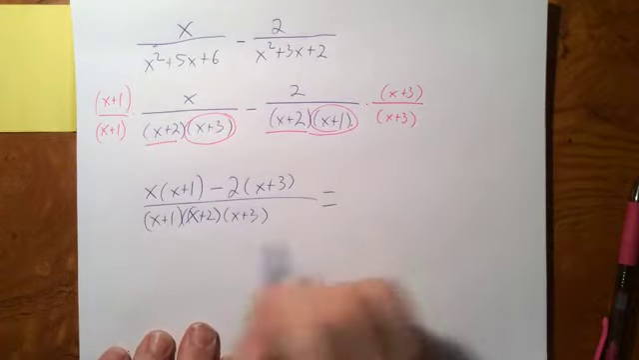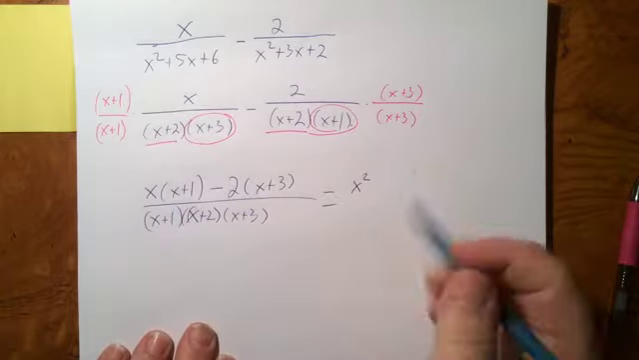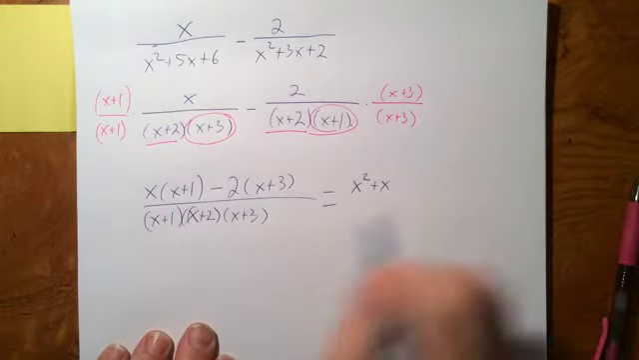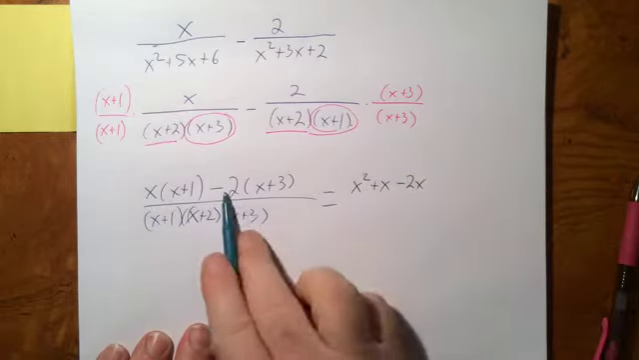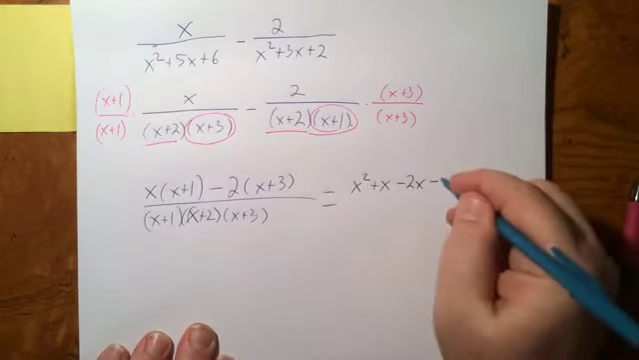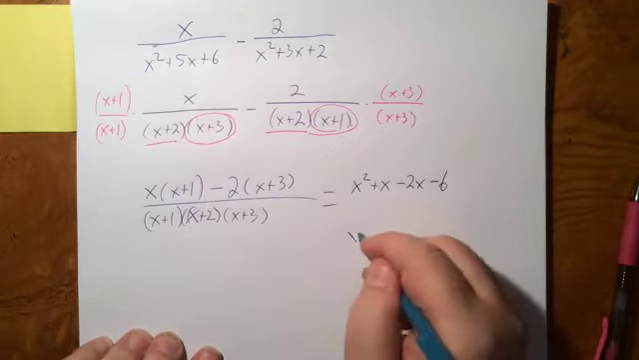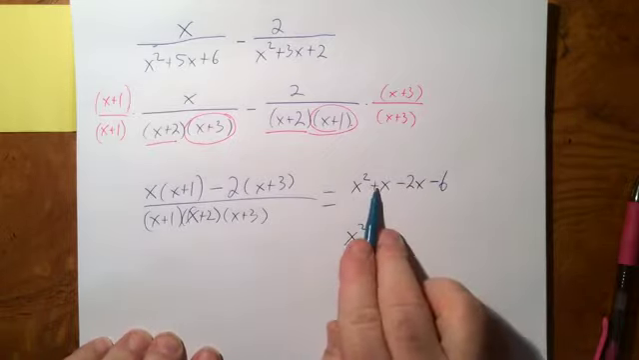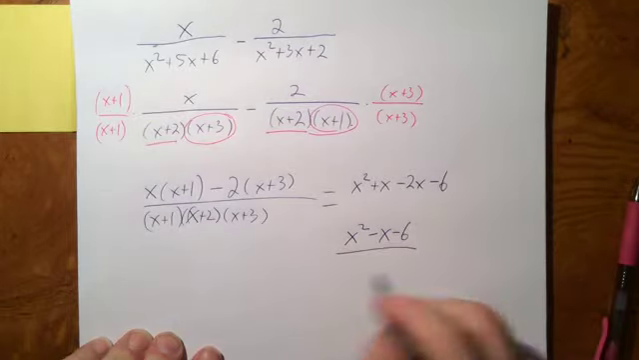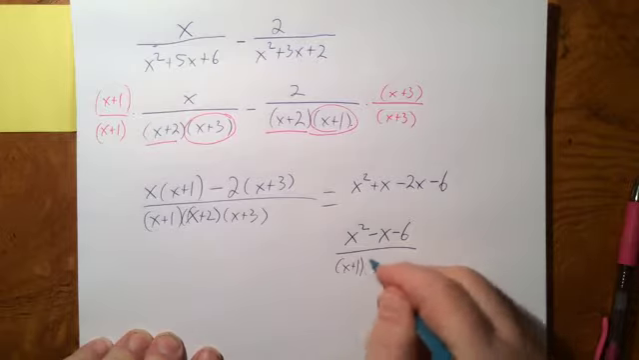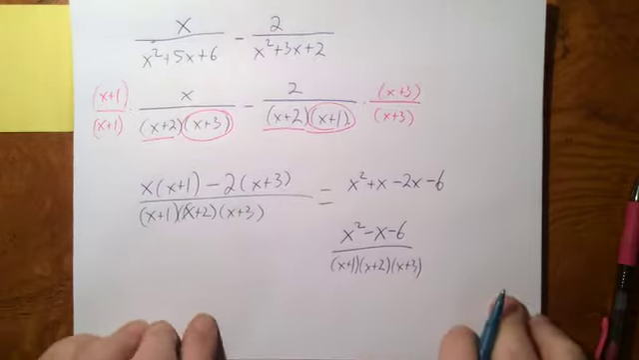When I consolidate this in the top together, x times x is x squared, x times 1 is x. Negative 2 times x would be negative 2x. Negative 2 times positive 3 would be negative 6. So let's just kind of simplify this. This would be x squared minus x minus 6 over x plus 1 times x plus 2 times x plus 3.